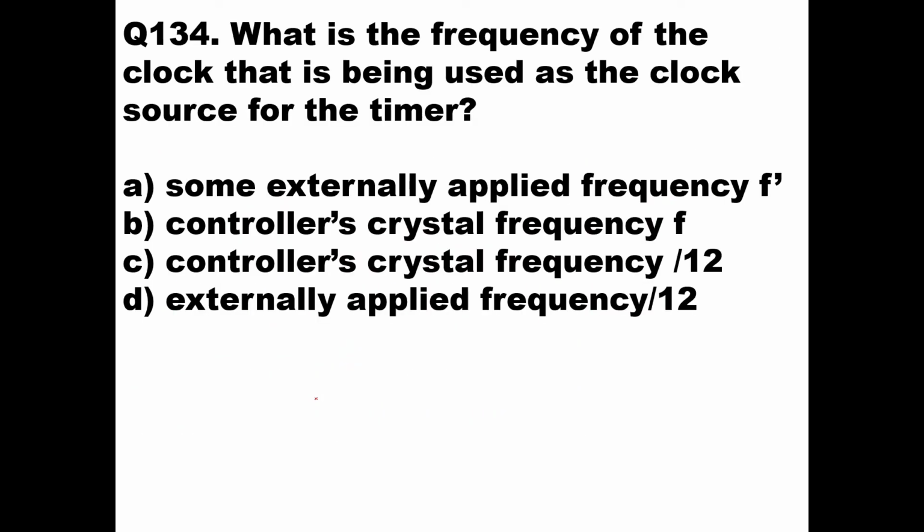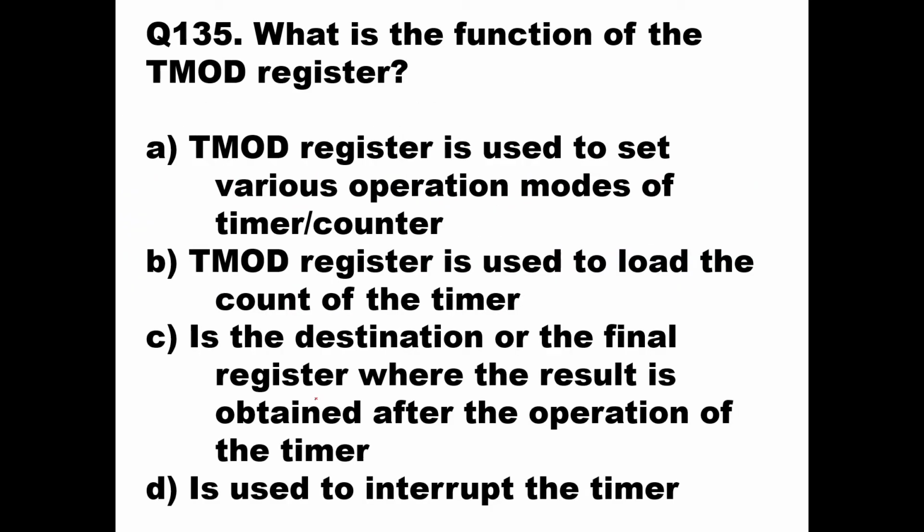Question number 134. What is the frequency of the clock that is being used as the clock source for the timer? Whatever the 8051's crystal frequency is, that divided by 12 will be the clock source for the timer. That means option C says that the controller's crystal frequency divided by 12. So that will be your clock source for the timer. Then we'll go to the next question.